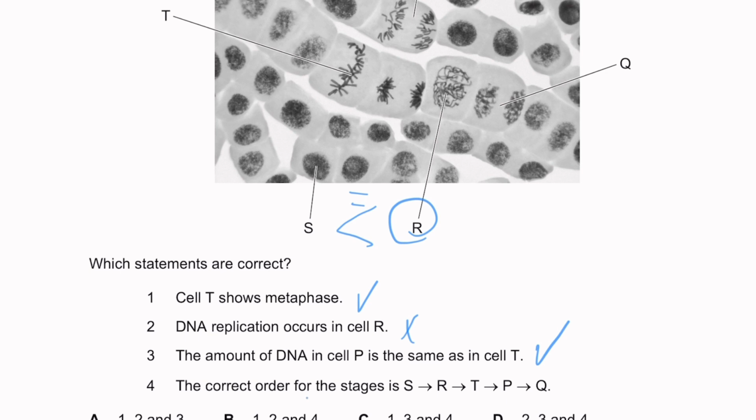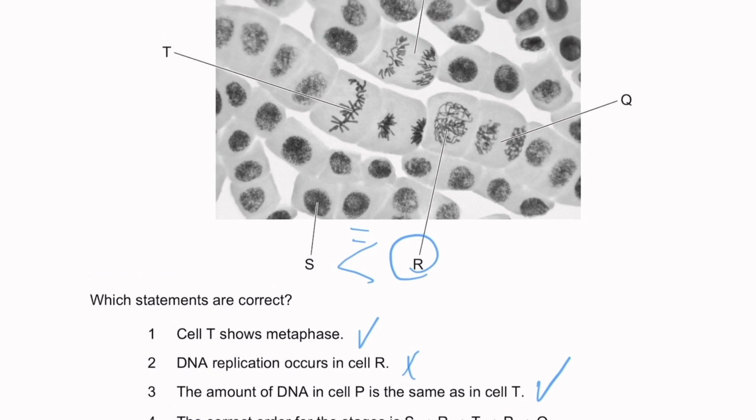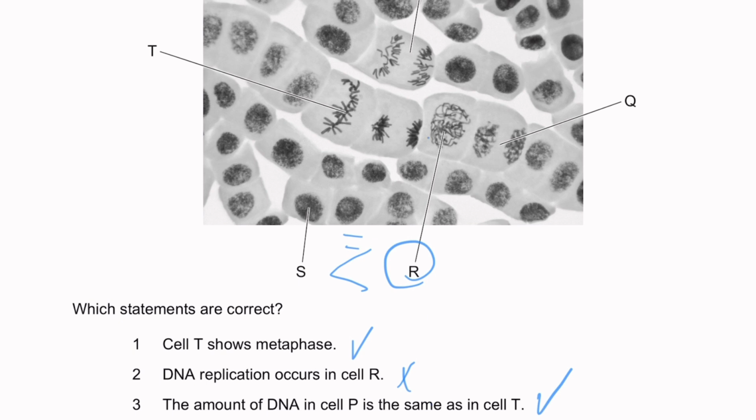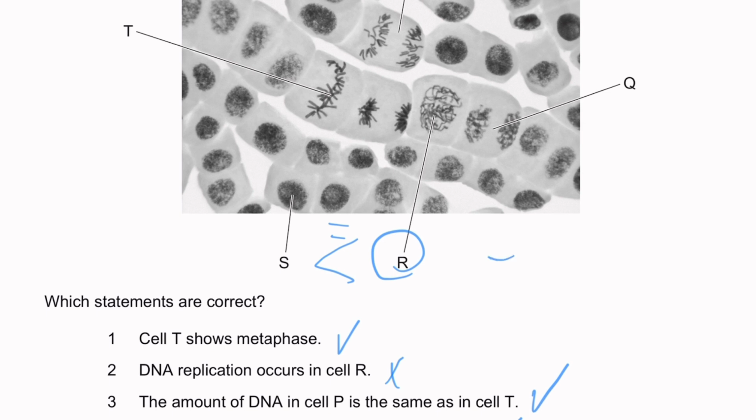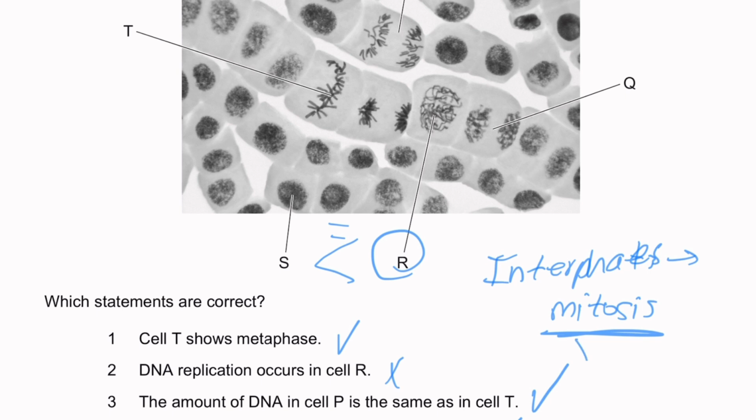Now, the correct order of the stages is S, R, T, P, Q. Let's look. S is interphase, correct, followed by prophase. T is metaphase, and then P is anaphase, and Q is telophase. If you are confused with the pattern, you have to understand it's first interphase, followed by mitosis, and then cytokinesis. In this case, they didn't mention cytokinesis. However, we know mitosis is PMAT: prophase, metaphase, anaphase, telophase. That's why I immediately said S, R, T, P, Q. And that's why the answer here is 1, 3, and 4, which is letter C.